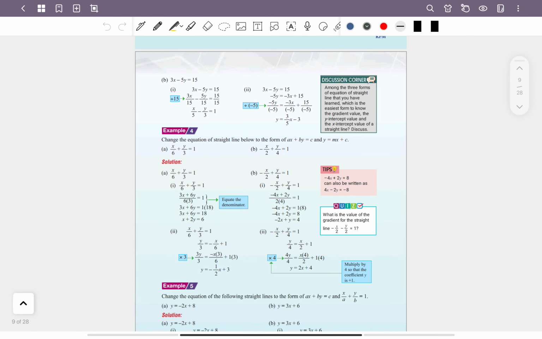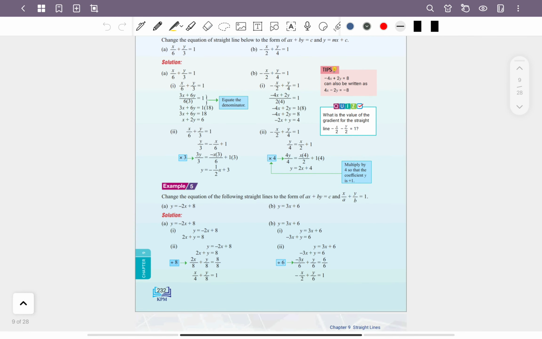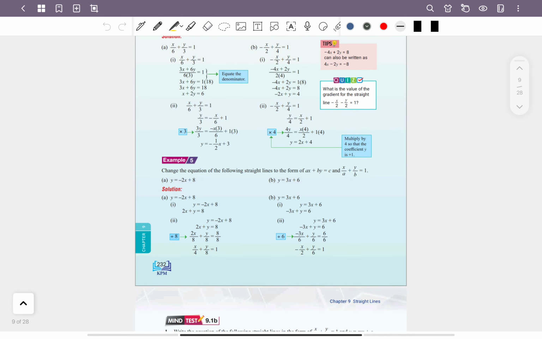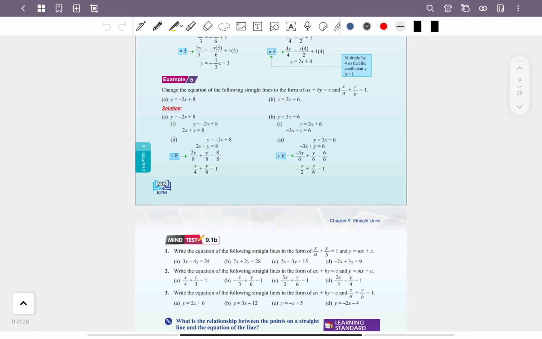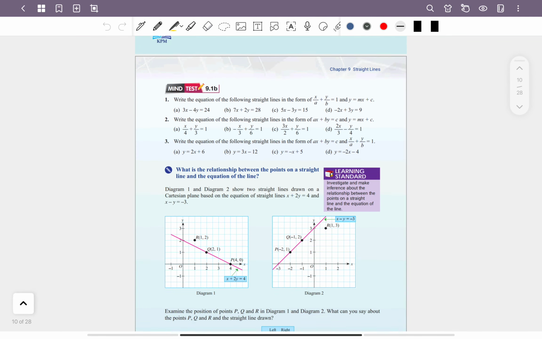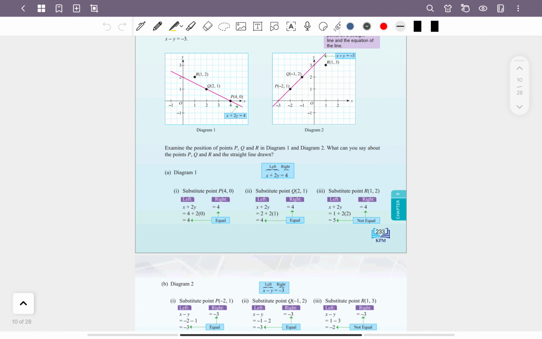So example 4 you can try to do yourself. Example 5: change the equation of the following straight lines. You can try to do it yourself. Okay. So we finish 9.1b. So we go to the next video.